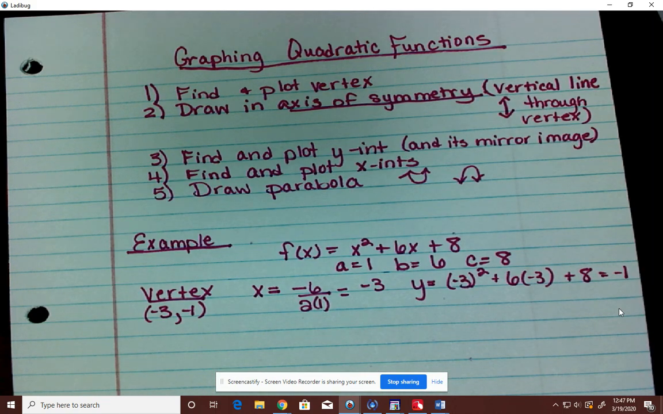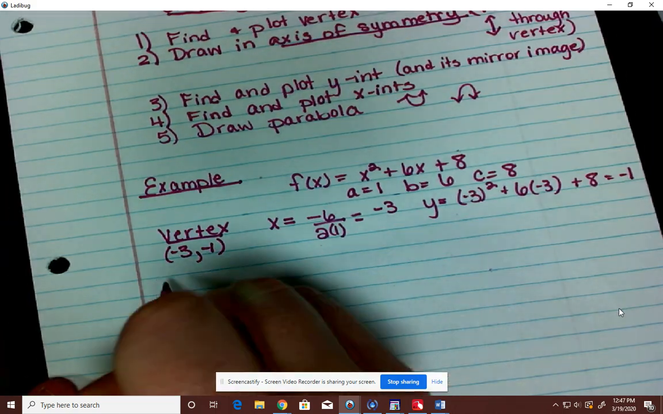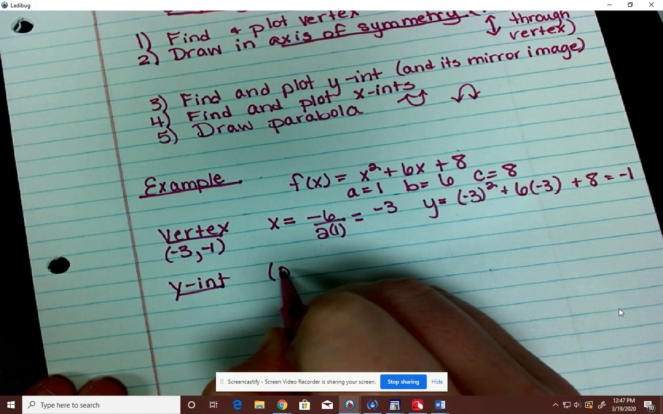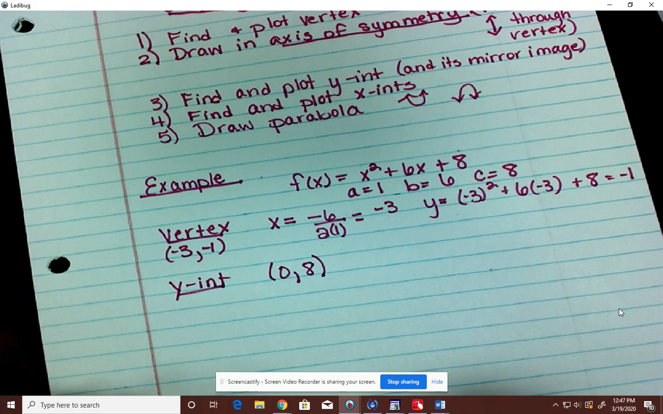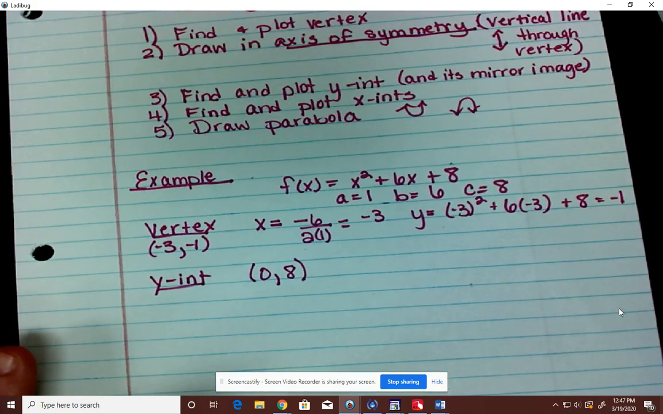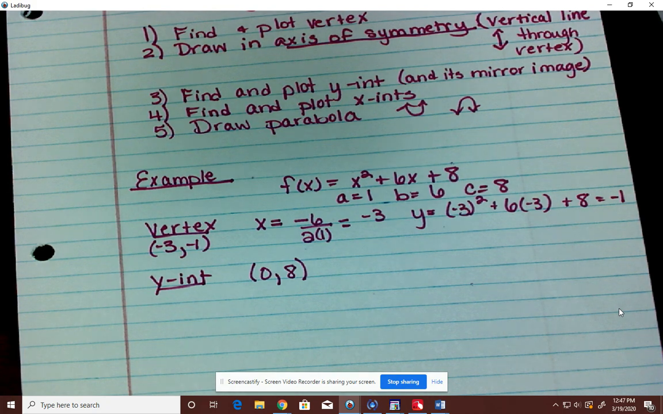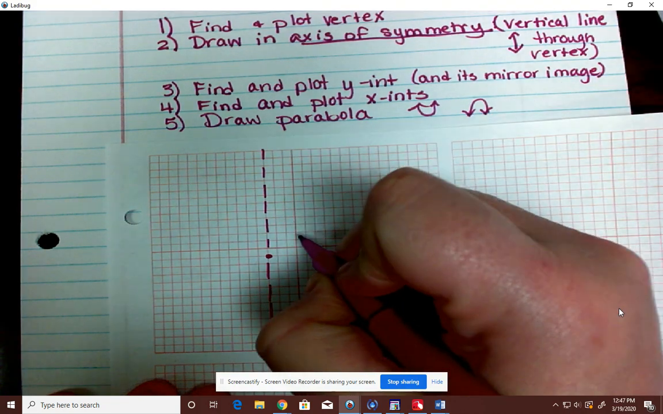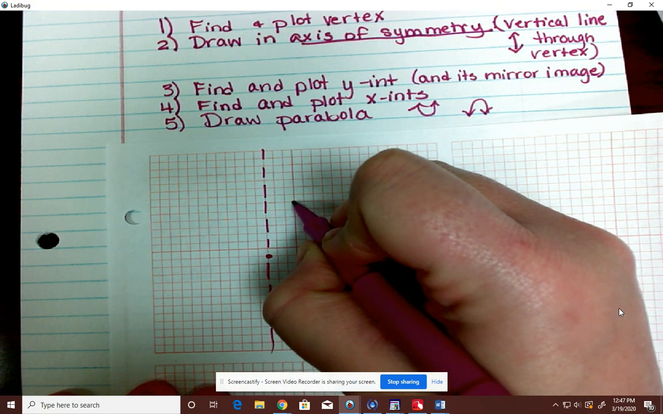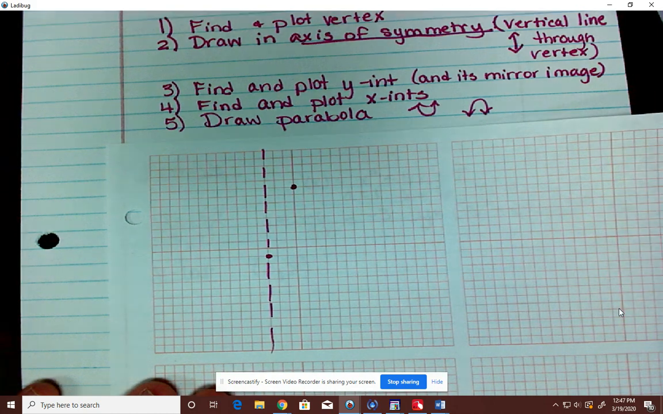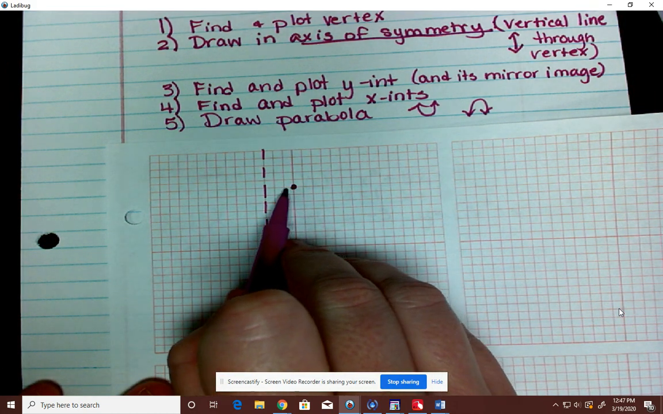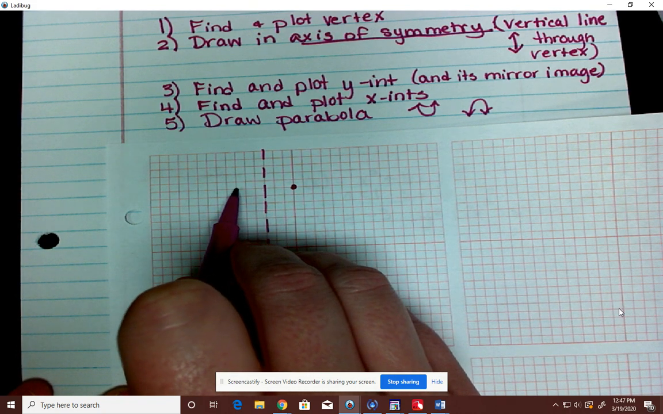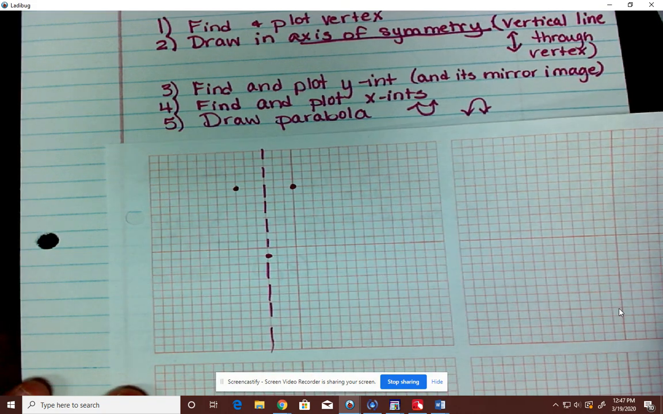Then our next step is to find the y-intercept, which is just (0, c), and c is 8. So I go to my graph, and I go to (0, 8). And then I'm going to draw it and its mirror image. So this is 3 blocks away from that line on the right. So I go 3 blocks away on the left and draw its mirror image.